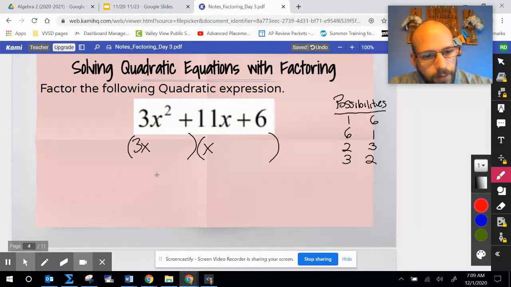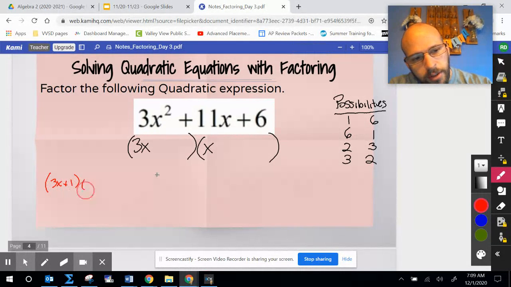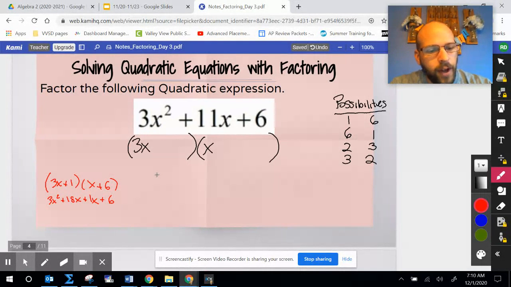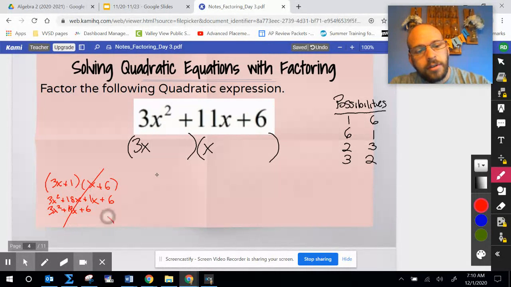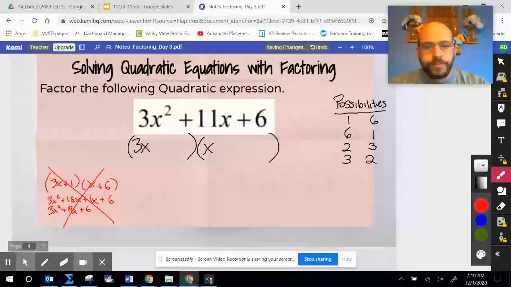So I'm going to start with the first one. I'm going to say 3x plus 1, x plus 6. So if I distribute, 3x times x is a 3x squared. 3x times 6 is an 18x. 1 times x is a 1x, and 1 times 6 is a 6. If I combine like terms, I get a 19x in the middle. That did not work because I want an 11x in the middle, so I cross this one off.